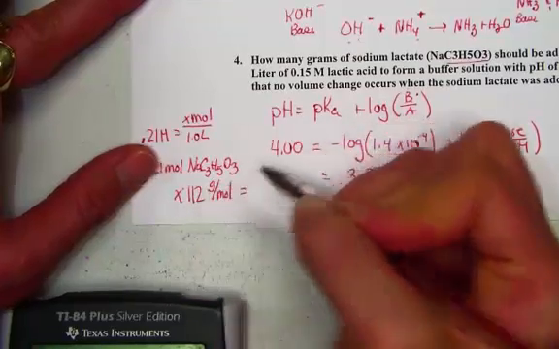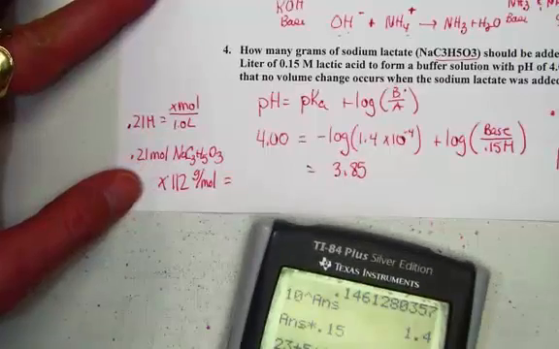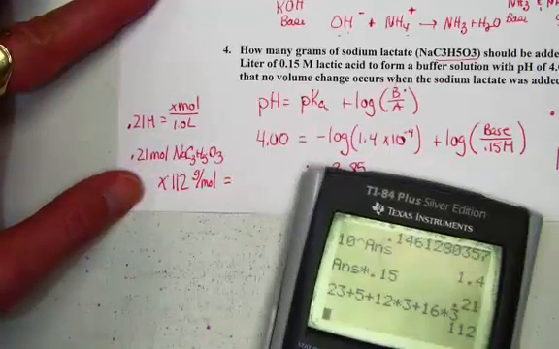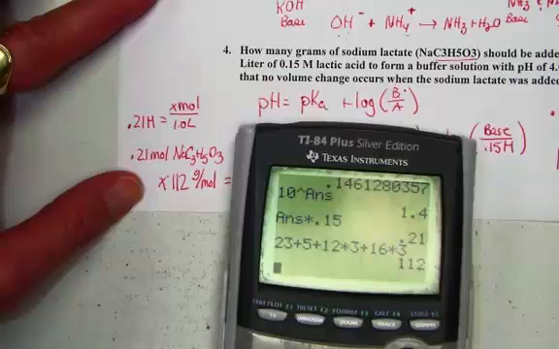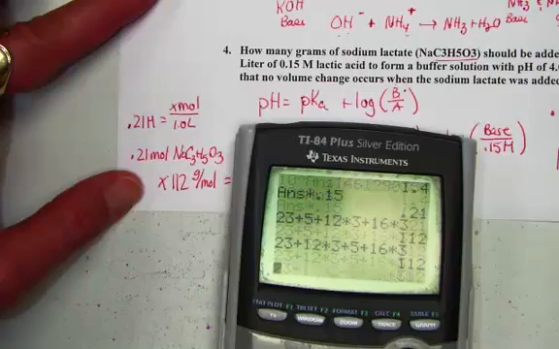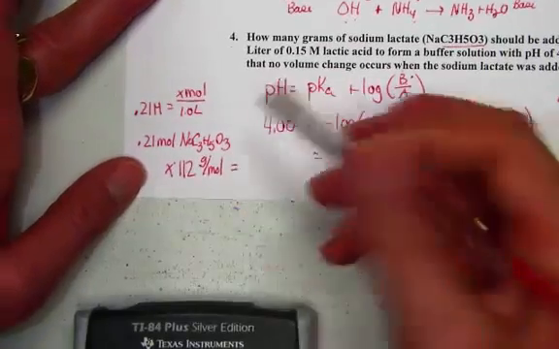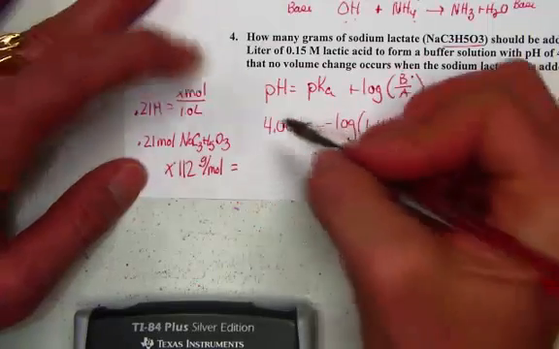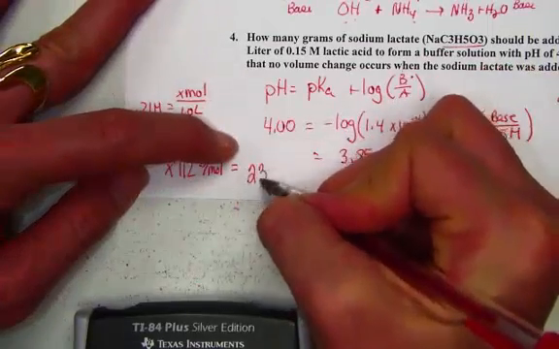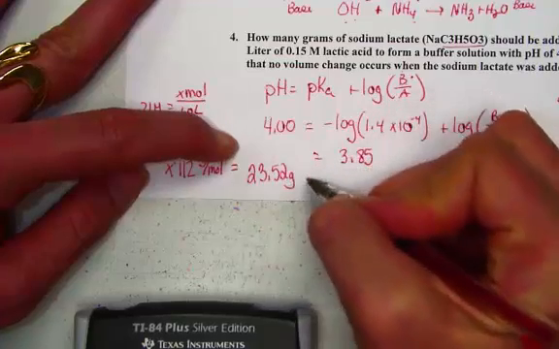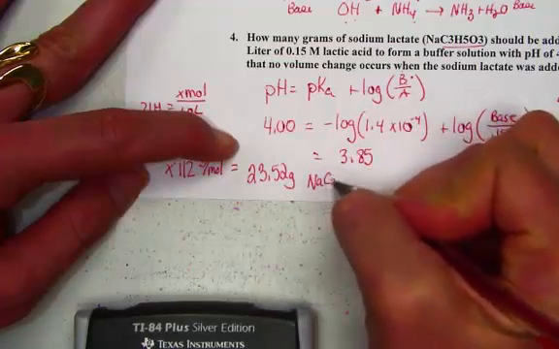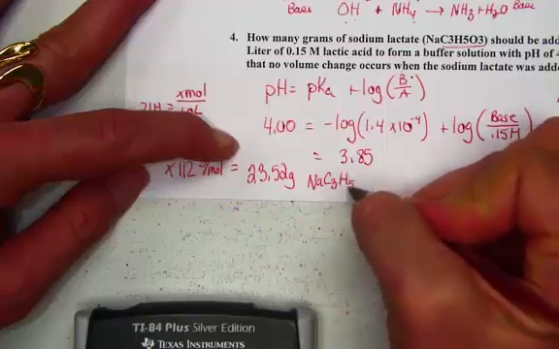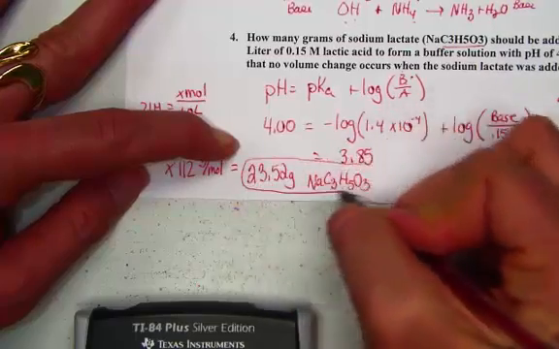Mole times molar mass will solve for our grams of sodium lactate. Let me add the molar mass just to check my calculator. 23 plus 12 times 3 plus 5 plus 16 times 3. Yep, I got it twice. So I'm going to say it's 112 times the 0.21 molar solution, and that gives us a value of 23.52 grams of sodium lactate, NaC3H5O3.